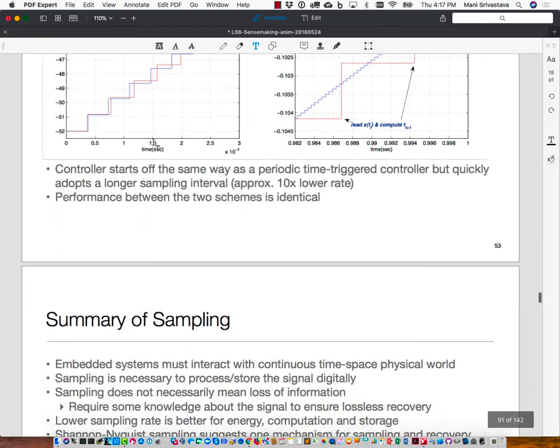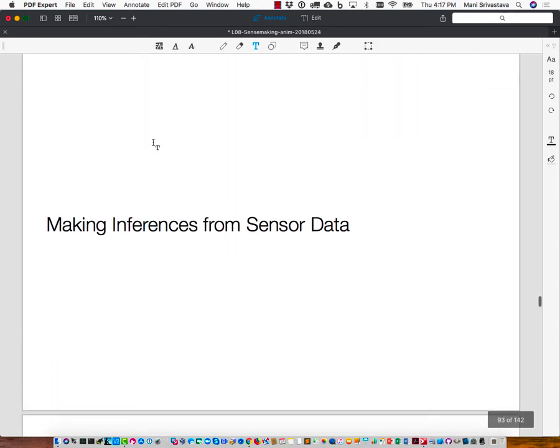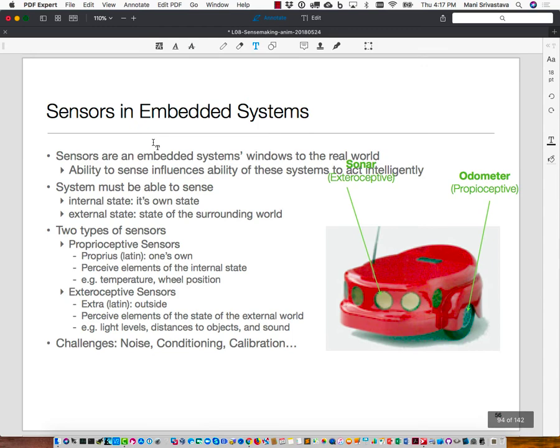So these were just some animations. Then we moved on to, and that's the topic for today, making inferences from sensor data. And I had started out by saying that, look, fundamentally, the role of sensors is that we want to estimate the state of something, the physical world, right?